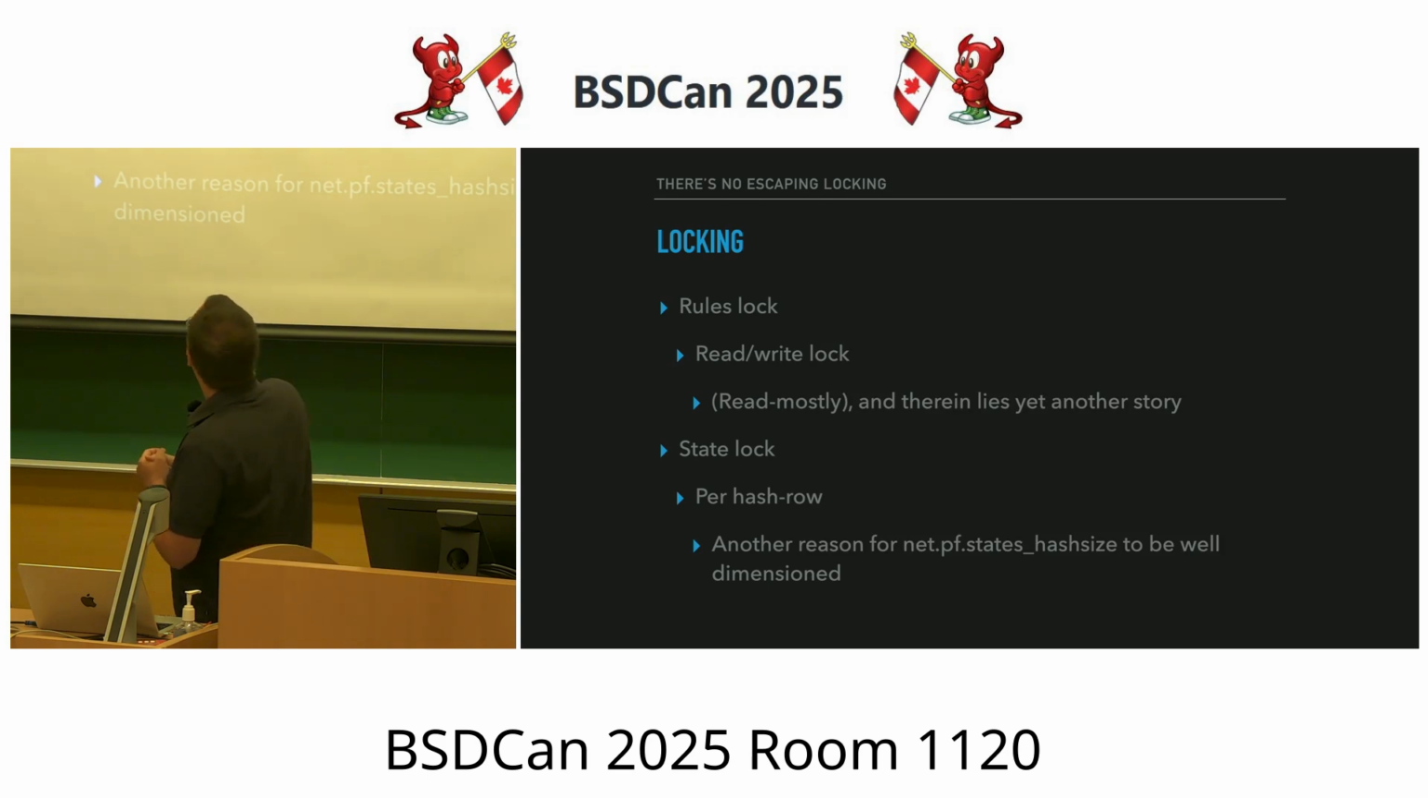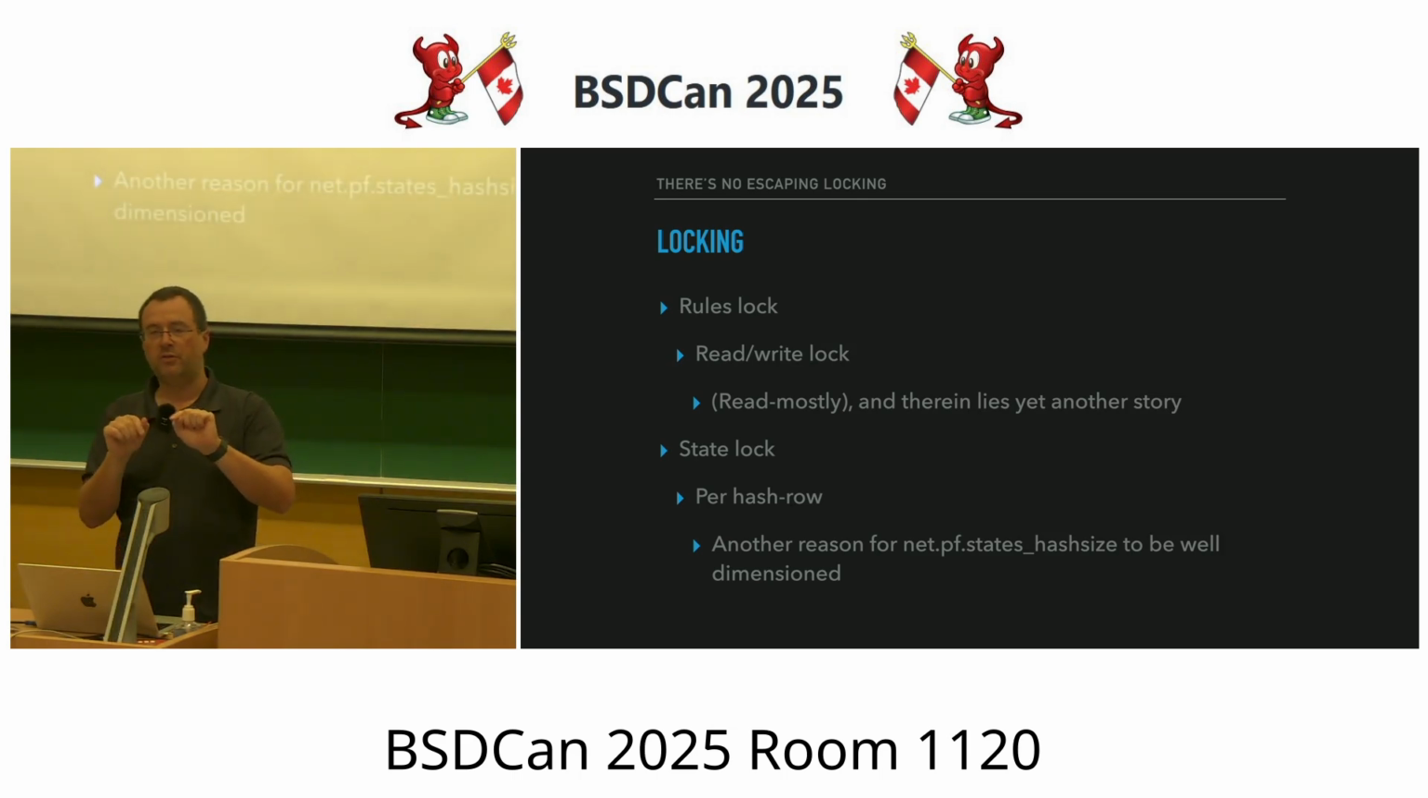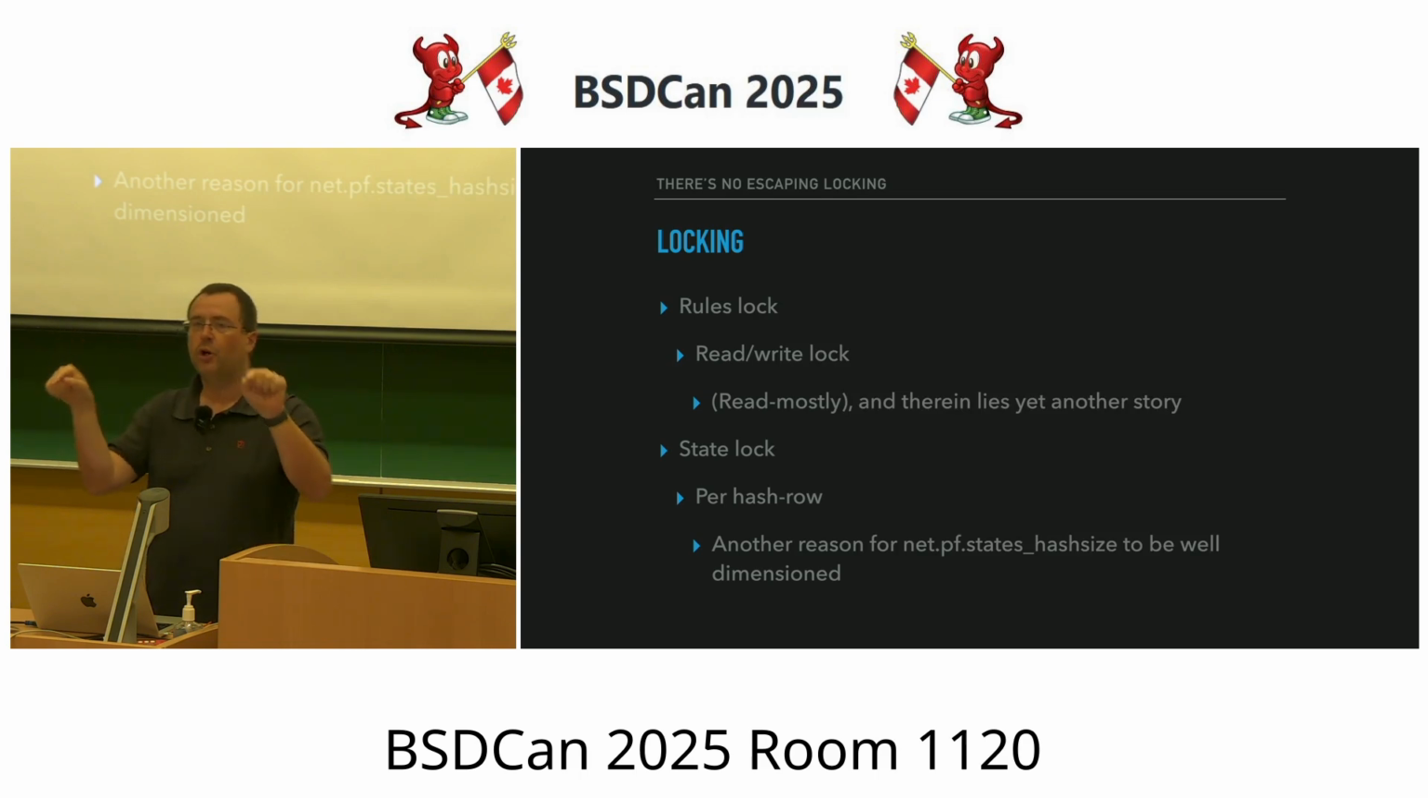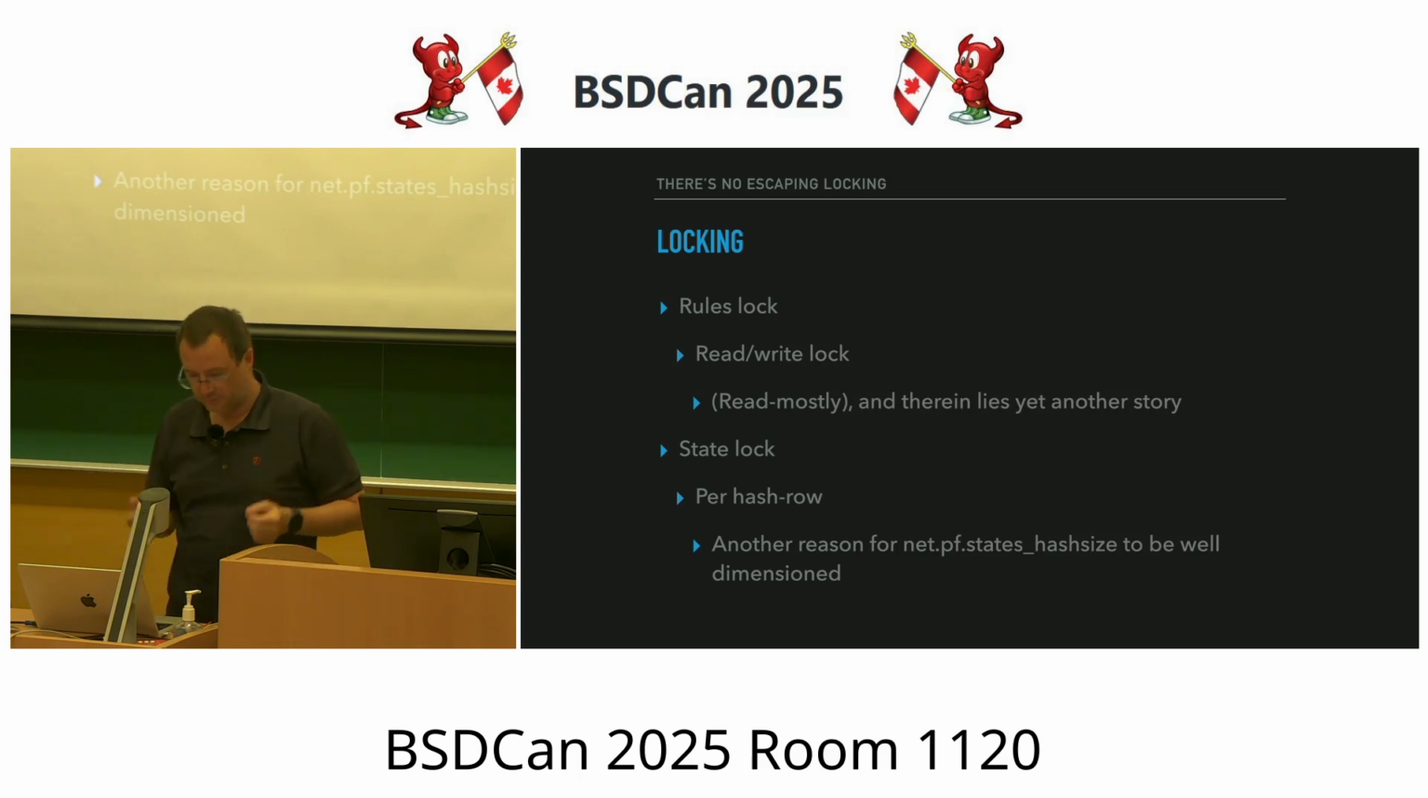We also have a state lock. So when we do a state lookup, we lock the hash row, which is another reason why you don't want too many states sharing a row, because you have the potential for multiple cores at the same time trying to lock states in the same row, and then you've got contention, and that's the enemy of your throughput, of course. So we lock per hash row, as I said. Another reason to make sure your table is well dimensioned.